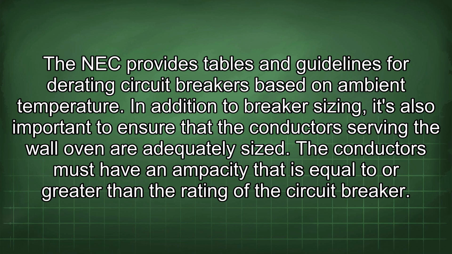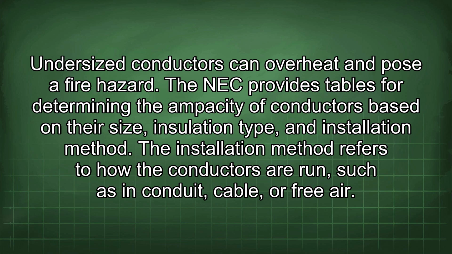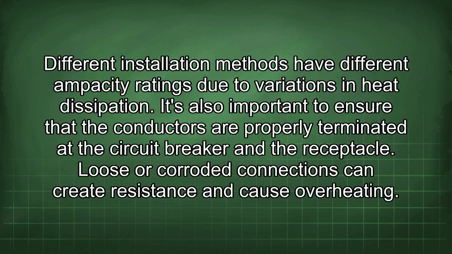In addition to breaker sizing, it's also important to ensure that the conductors serving the wall oven are adequately sized. The conductors must have an ampacity that is equal to or greater than the rating of the circuit breaker. Undersized conductors can overheat and pose a fire hazard. The NEC provides tables for determining the ampacity of conductors based on their size, insulation type, and installation method. The installation method refers to how the conductors are run, such as in conduit, cable, or free air. Different installation methods have different ampacity ratings due to variations in heat dissipation.